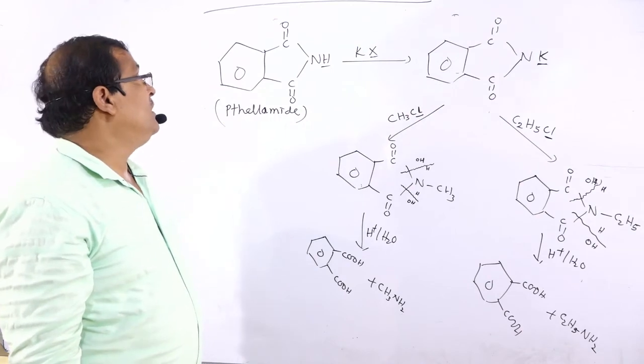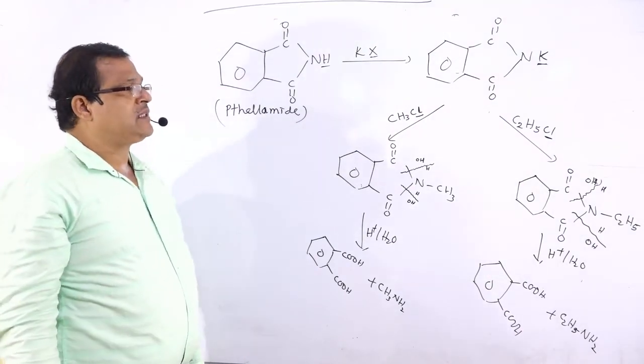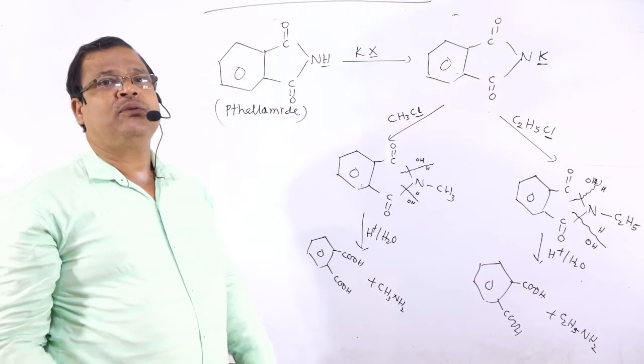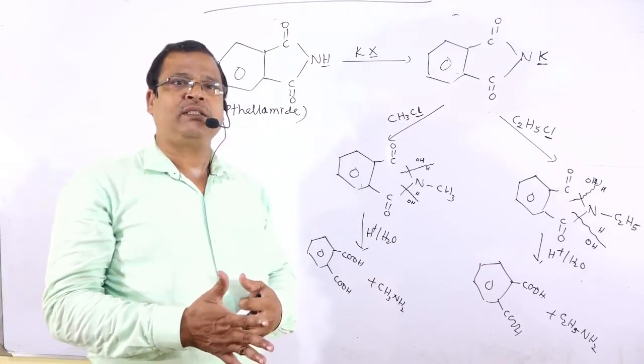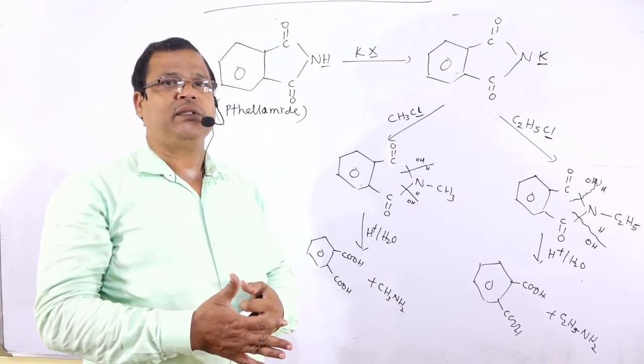So this is the Gabriel phthalimide reaction for the preparation of primary amines. It cannot be used for the preparation of aromatic amines.